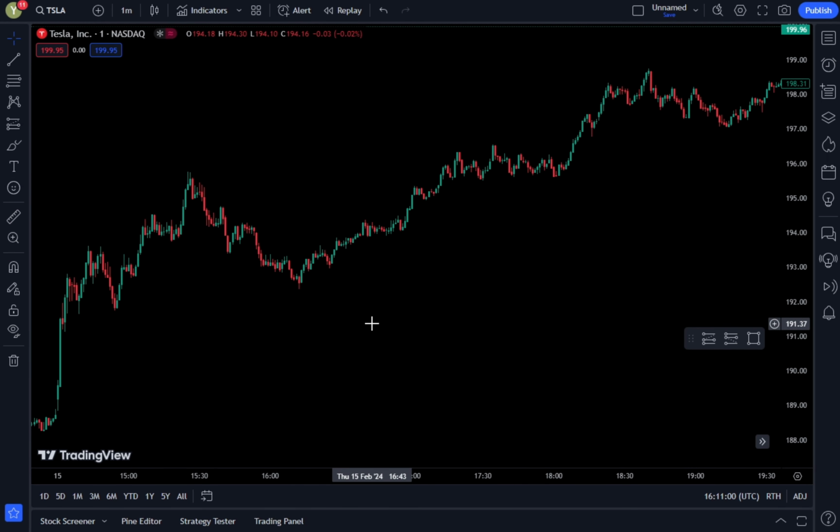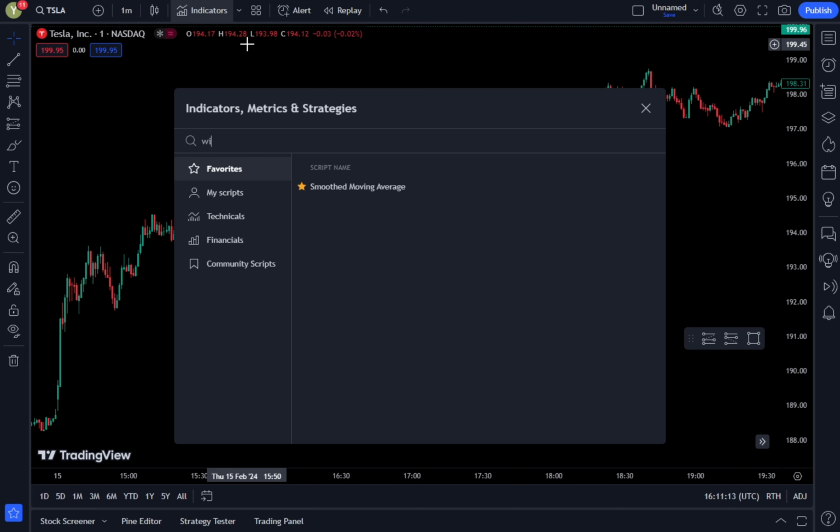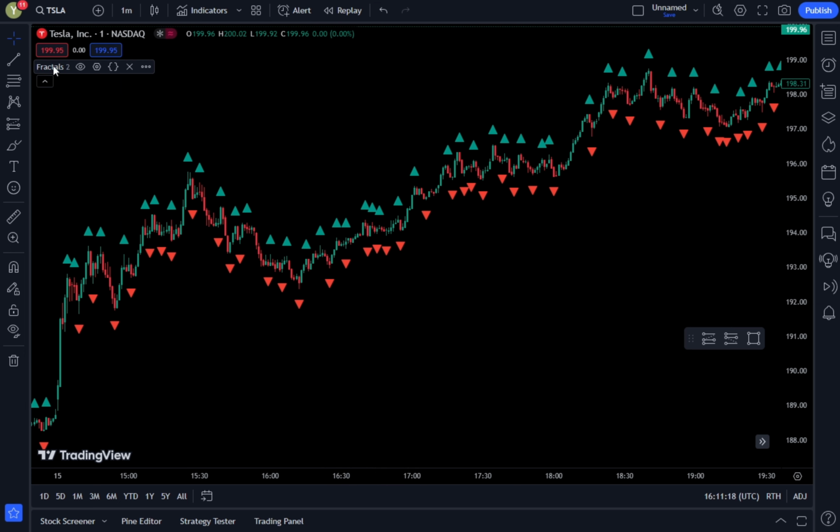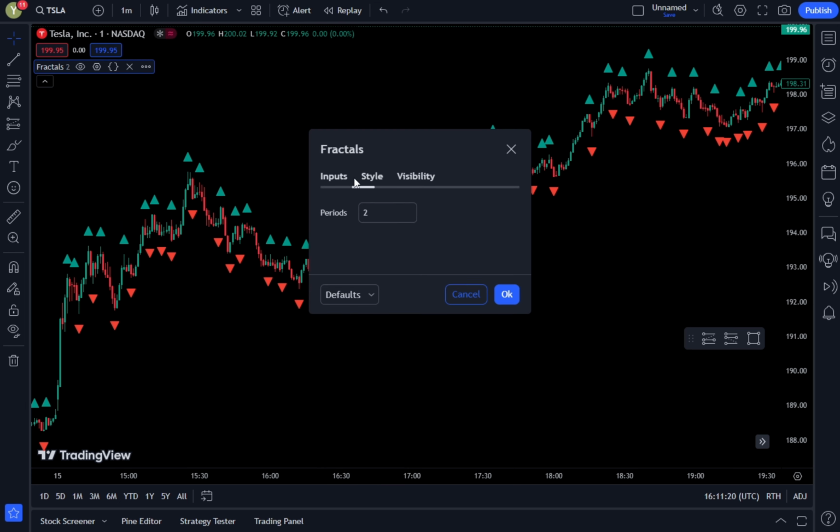First, open up TradingView or whichever platform you use for trading charts. Right now, my chart is set to show 1-minute intervals, but this strategy can be used with any time frame. Let's start by adding the Williams Fractals indicator. Go to the Indicators tab, search for Williams Fractals, and choose it. Leave the settings as they are, just make sure the period is set to 2.